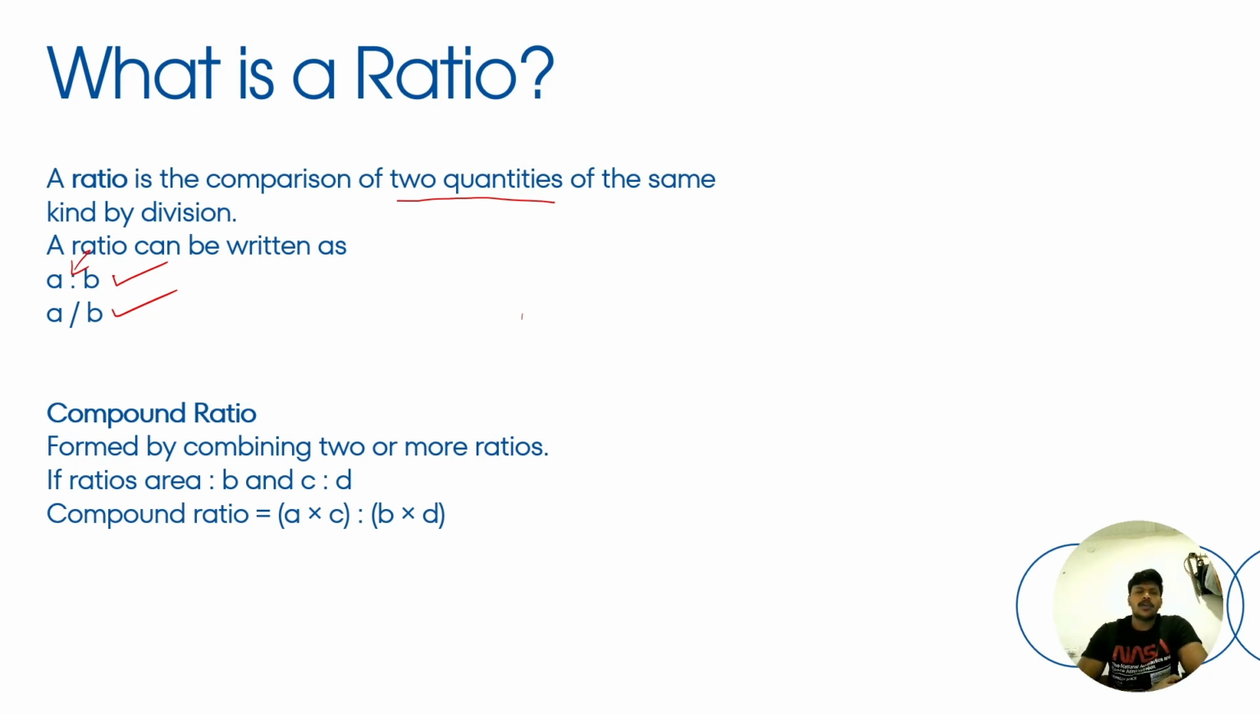Now, what is meant by compounding ratio? Think of it like a multiplication of two ratios. Let us take I'm having one ratio A by B, and one more ratio C by D. If you multiply both of them, you are going to get AC by BD. That's what you are going to call compounding ratio. It is like combining or multiplying two or more ratios.